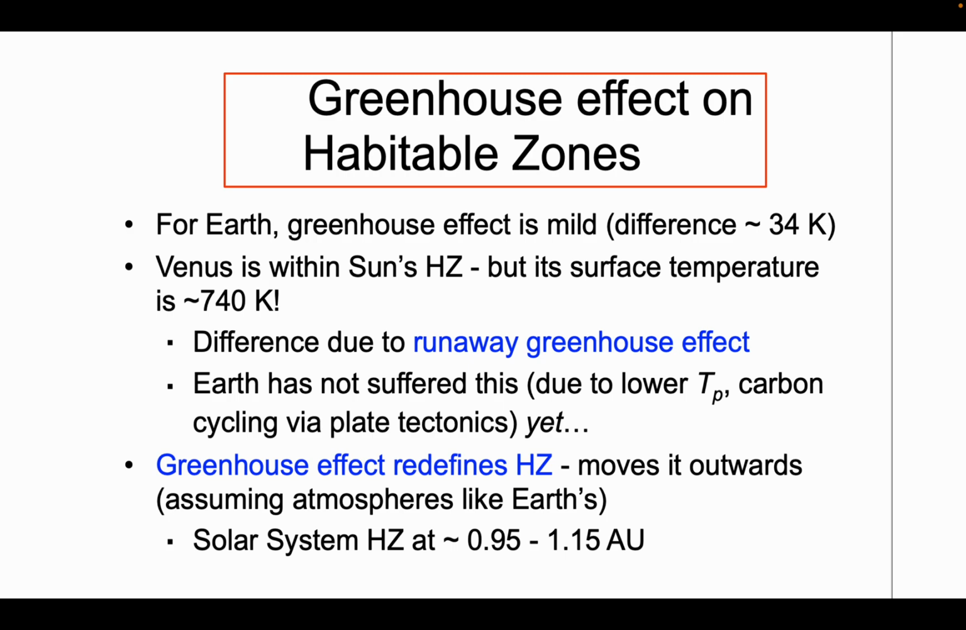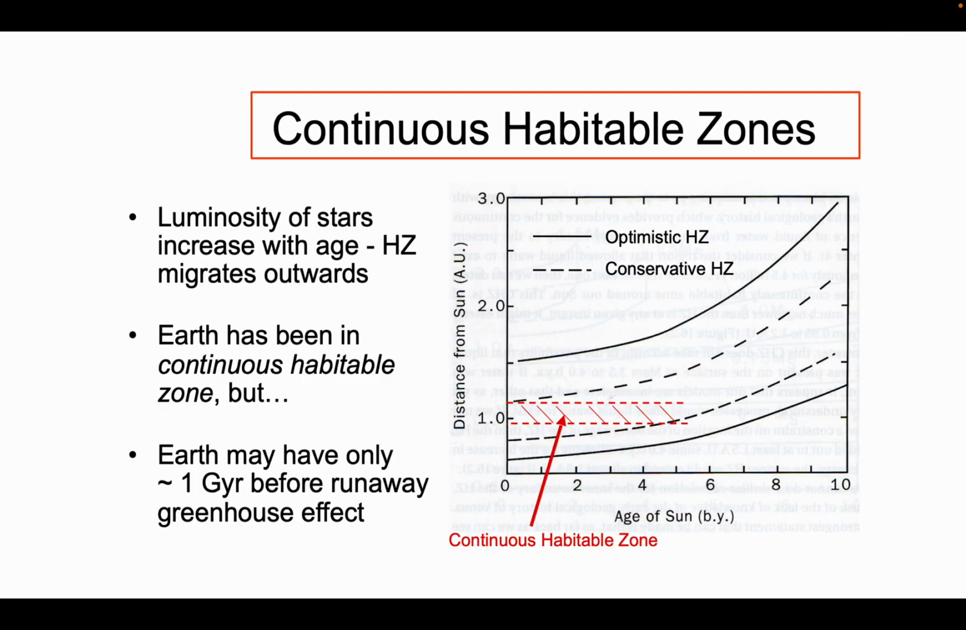Earth does not suffer this due to the low Earth temperature and carbon cycling by plate tectonics. The greenhouse effect redefines the habitability zone and moves it outward, assuming an atmosphere like Earth's. So the solar system habitability zone is at about 0.95 to 1.15 AU.